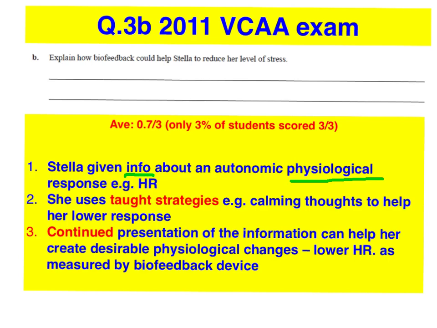The 2nd mark relates to the relaxation strategies employed that you would use to actually ultimately control that physiological response to the stressor. And the 3rd mark, which hardly anyone got, is talking about the continued presentation of this biological information to help you gain control over your stress response.